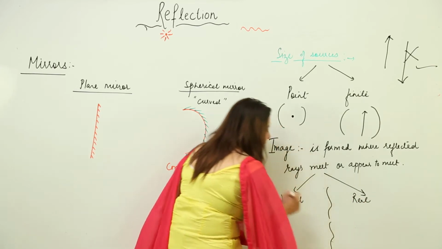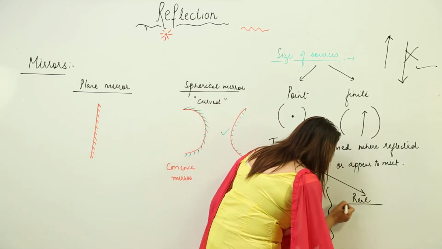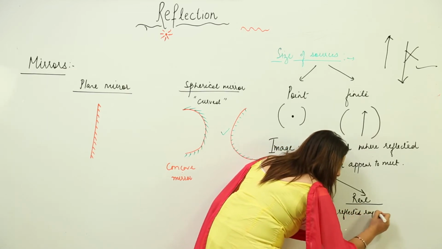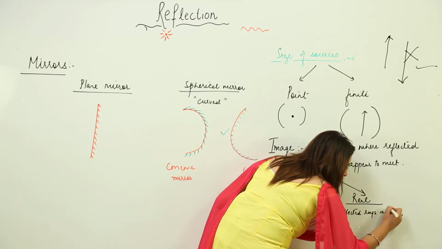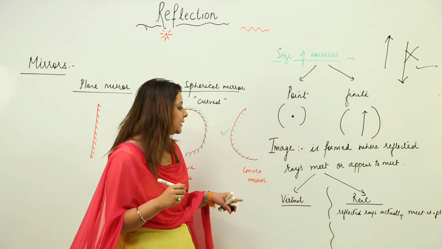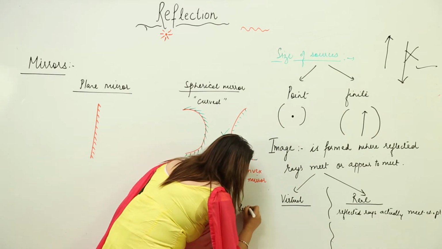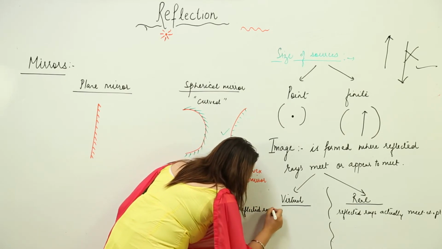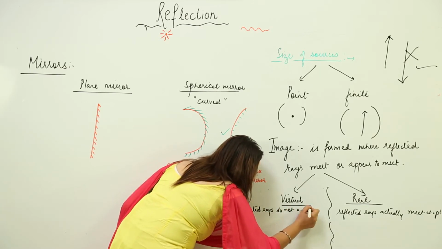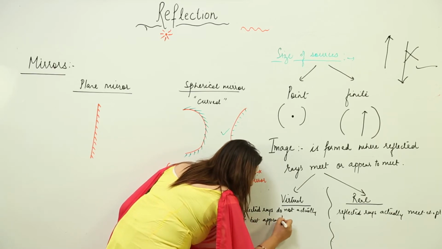So what is the difference between the two? First we'll start with the real image. Real image is formed when reflected rays actually meet at a point. So when reflected rays actually meet at a point, the image is said to be real. Virtual image is that when reflected rays do not actually meet at any point but appear to meet.